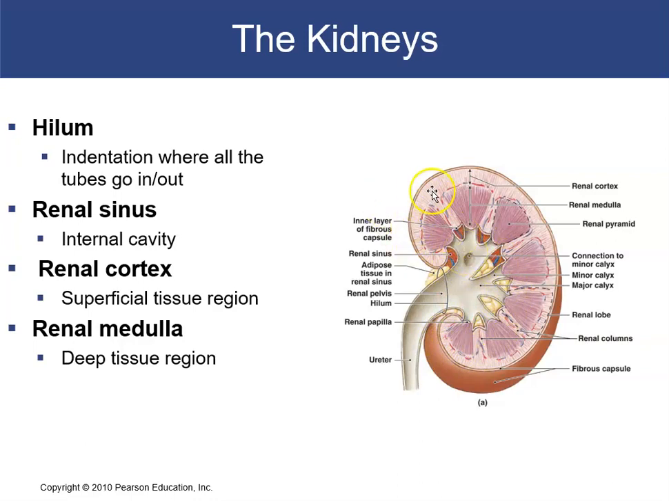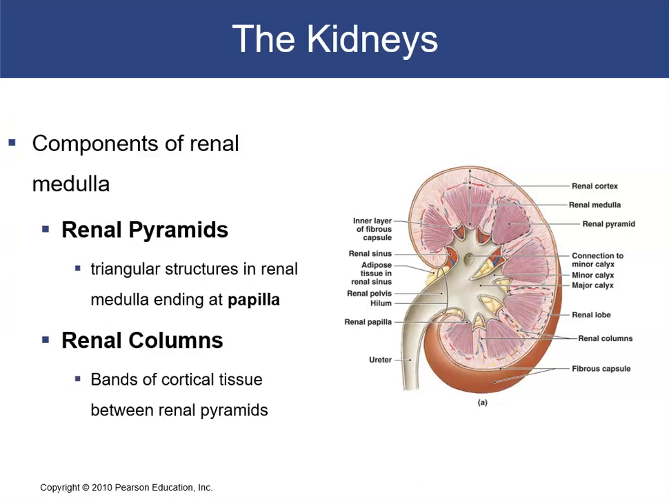The renal cortex is this light pink area out here. This is the outer superficial region of the kidney tissue. And then the renal medulla is the inner portion, the darker pink area, so the deeper pink tissue area.